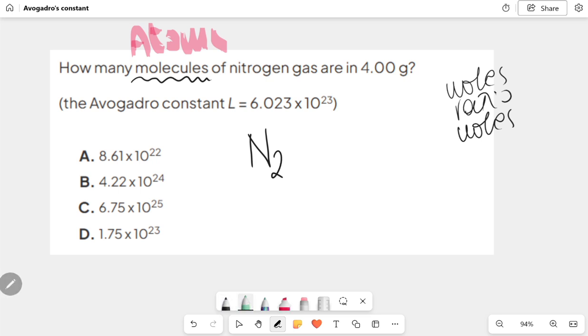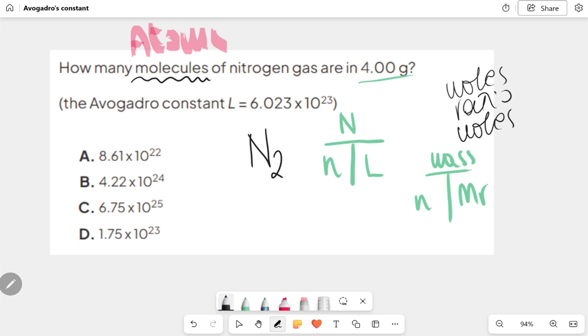Well, what are the equations that relate the Avogadro's constant, the moles, and the mass? So, moles, number of particles, and Avogadro's constant. But we have the mass, so how is the mass related to the moles? Mass equals moles times Mr. So what can we find? We can find the moles of nitrogen. Let me write down the calculations for you.